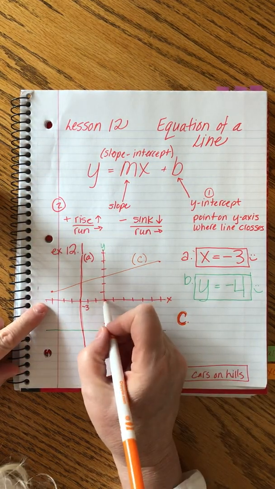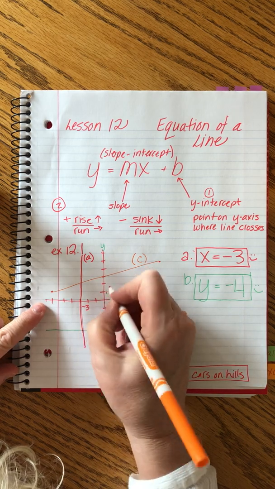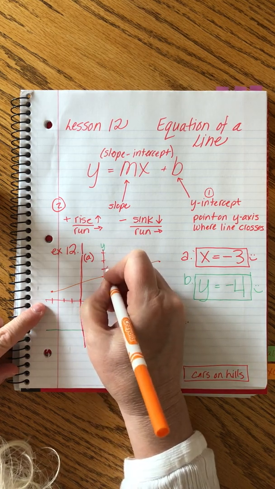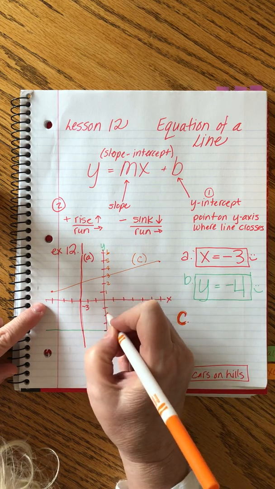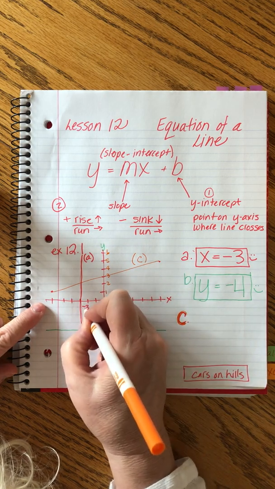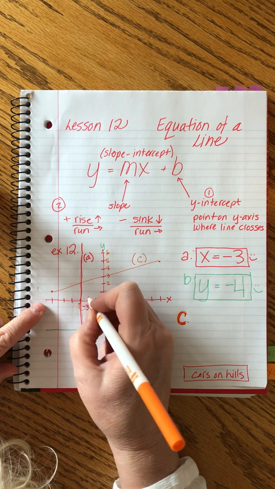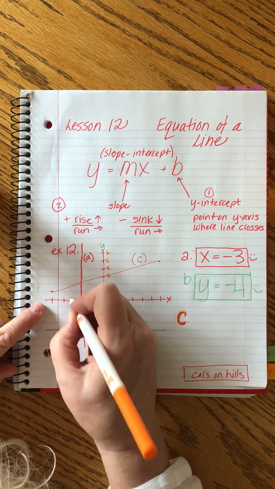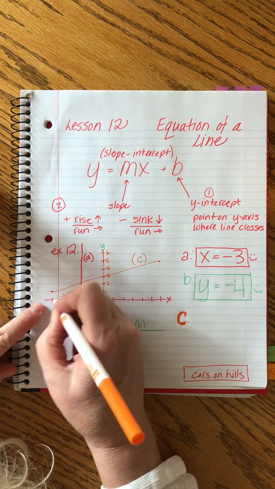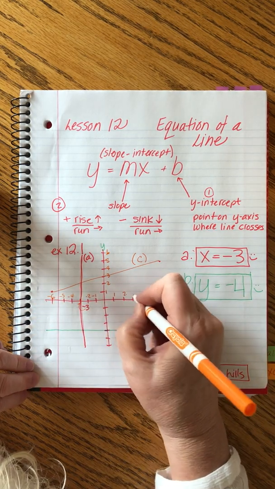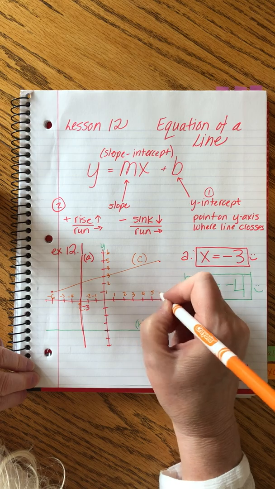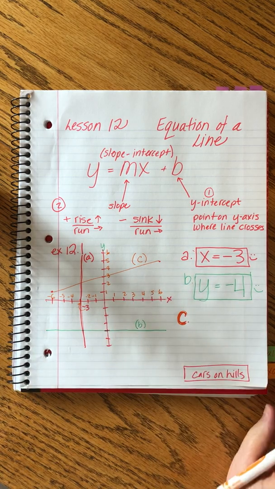Now let me put some numbers on this. This would be 1, 2, 3, 4, 5, 6. And this would be, see, the -3 relates to that. So this is -1, -2. Okay, and then positive numbers. And I'm not really worried about those, so I'm just going to leave those off.